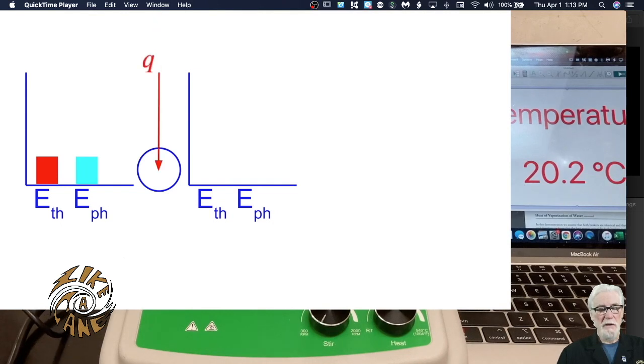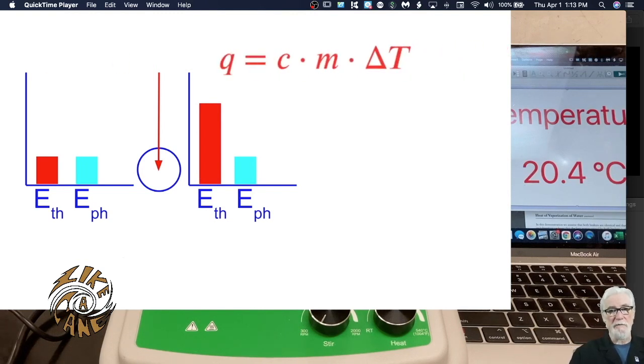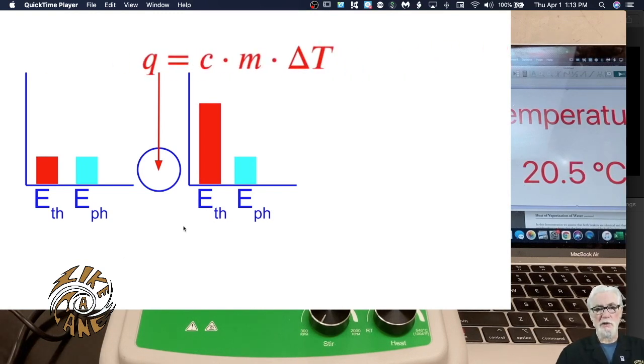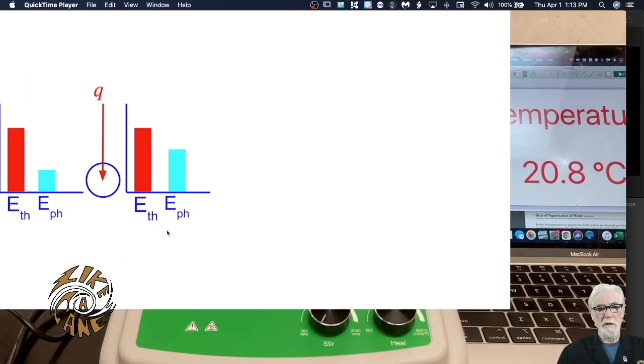In the other beaker, because there's more water, the energy added will not cause a change in phase because it will never get up to the boiling point. Instead, the temperature will increase. And we can quantify the amount of energy that's added for a temperature increase by using specific heat times mass times the change in temperature. And we know specific heat for water, and we can measure both the mass and the temperature change.